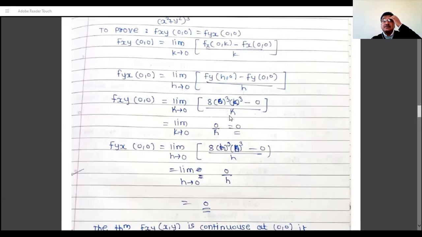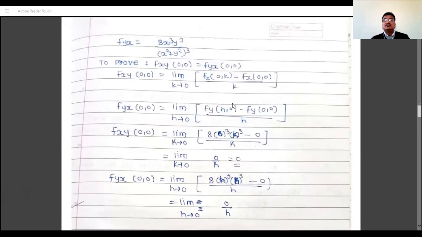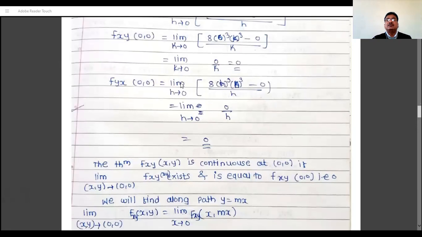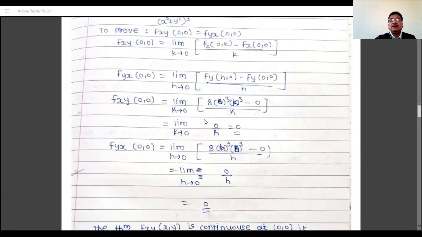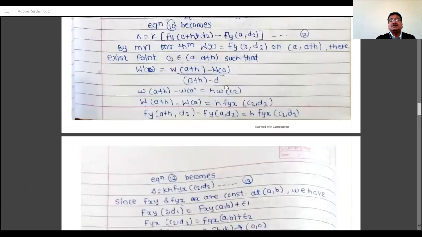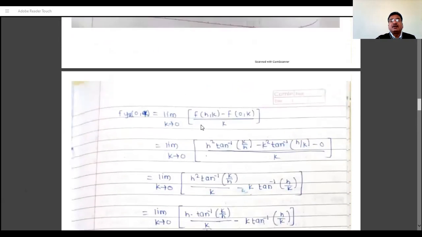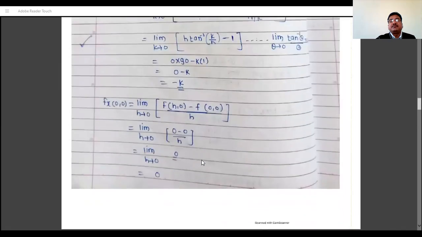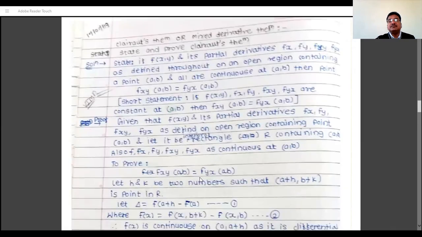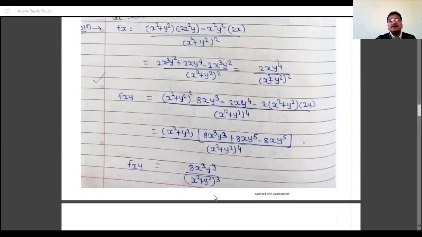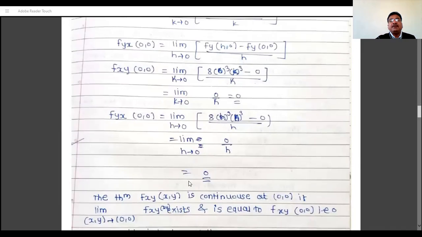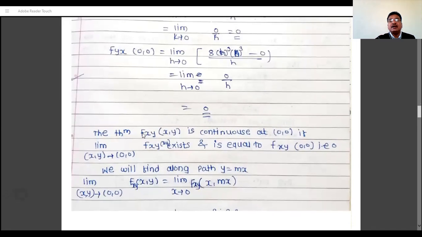This is wrong. Don't use this method. Use fx(0,k). Find fx(0,k), fx(0,0), fy(0,0), fy(h,0), like this by using the definitions. This is the procedure. Okay, so use this procedure, and then we see that fxy(0,0) and fyx(0,0) both are 0, and therefore these two are the same.